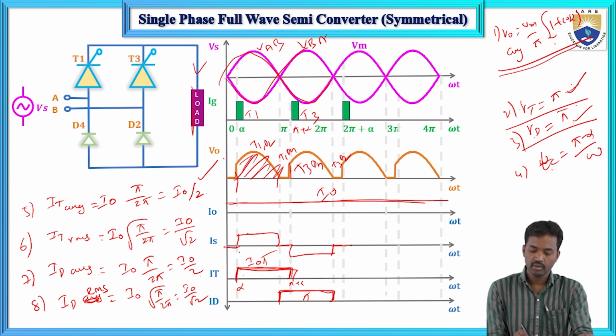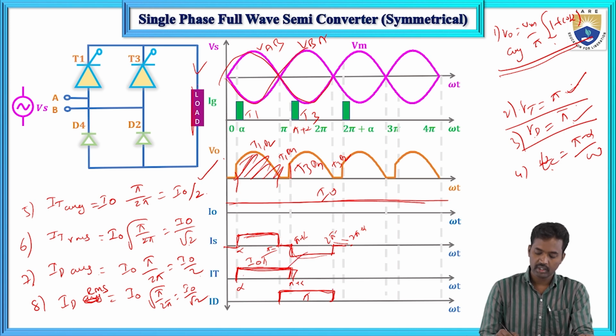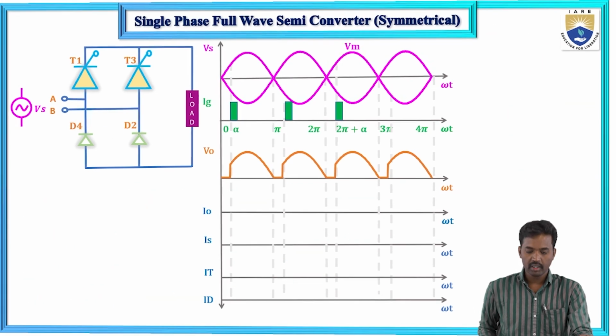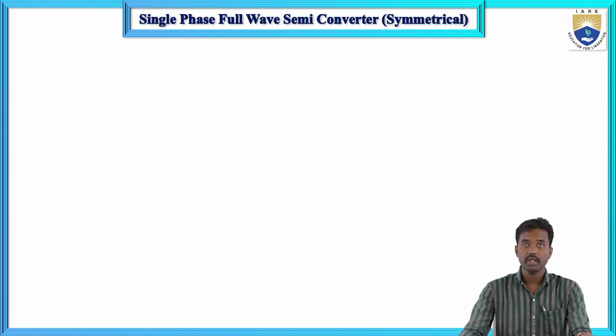So now here during alpha to pi, this current is positive, but from pi to pi plus alpha, this value is 0, and next from pi plus alpha to 2 pi, that value is negative. Next from 2 pi to 2 pi plus alpha, that value is 0. So now here this is a thyristor current, this one is a diode current. So now these are the formulas. I hope all these formulas are clear to you. These concepts are clear to you.